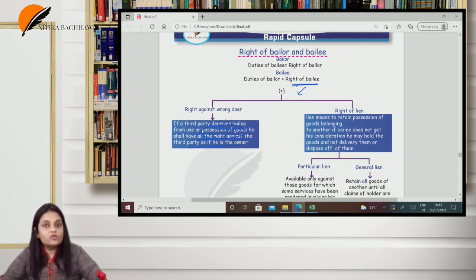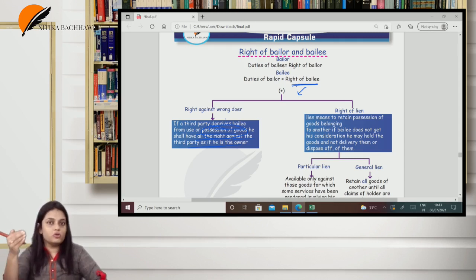Then he has a right of lien. The word lien means what? Lien means to retain the possession of the goods. Now see, I am doing something for you, and you have to pay me charges for the same. If you do not pay me the charges for the same, I will not give you the goods, right?